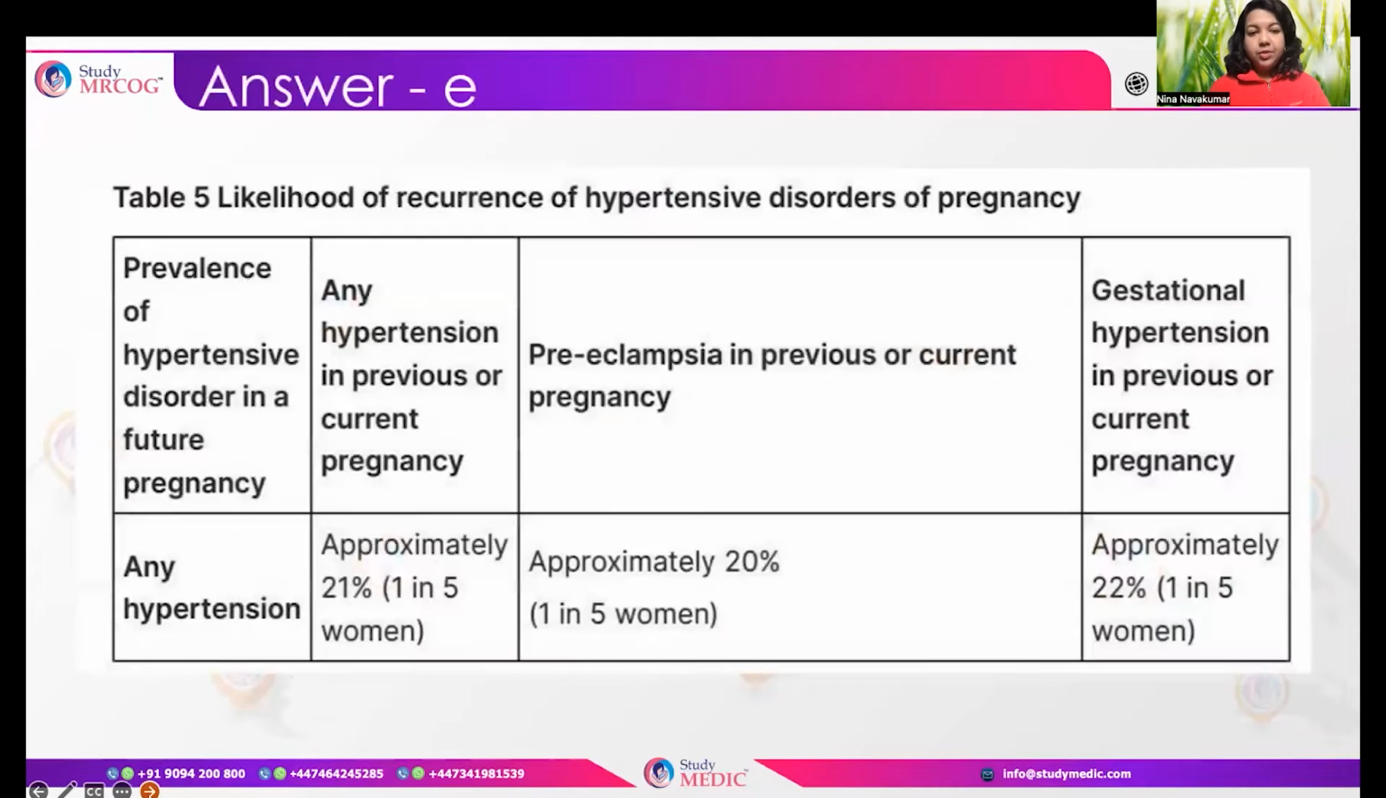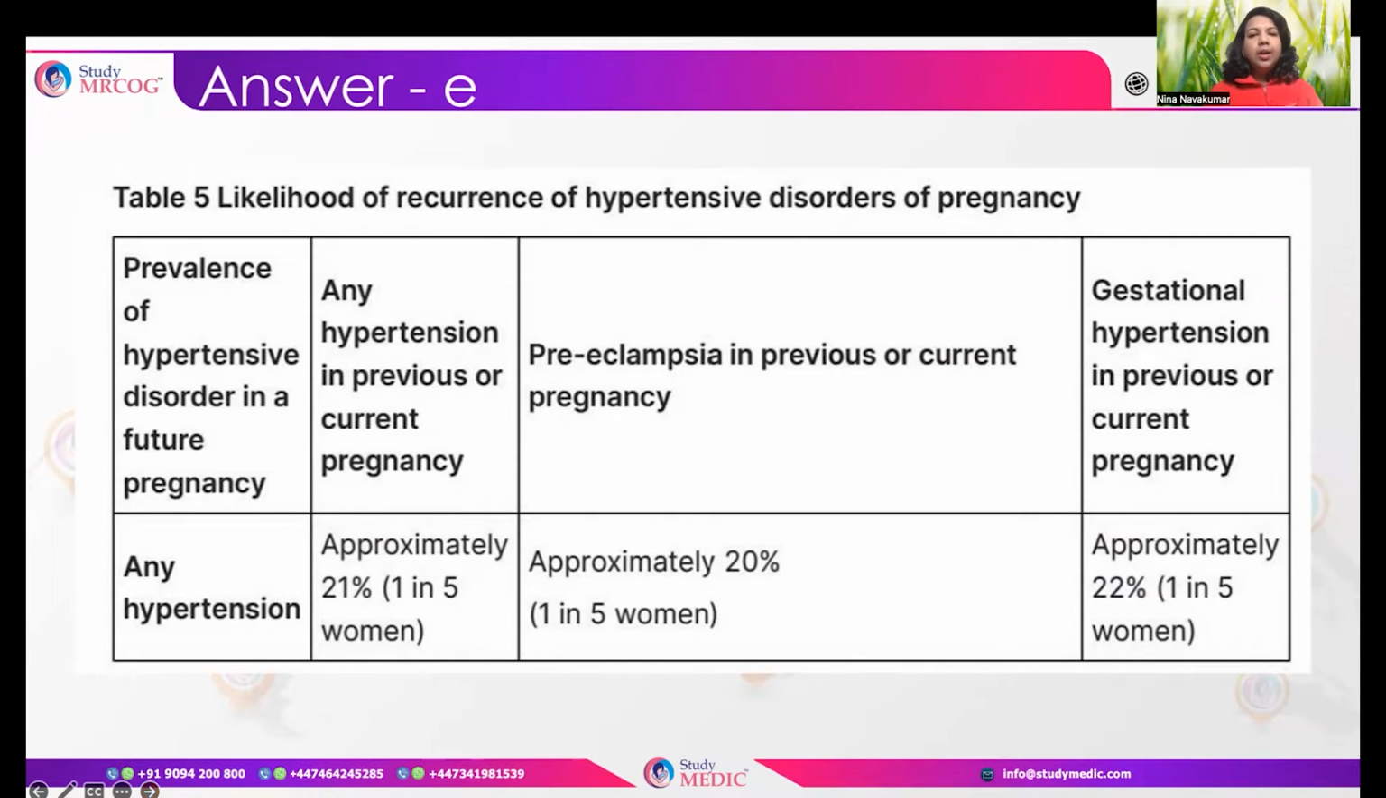So the answer is 55%. The NICE guideline also gives some tables regarding the risk of recurrence, as well as tables regarding the indications for admission, the scenarios where we can have outpatient management, and the timing of birth as well. These are, I think, the 3 tables given in the NICE guideline on hypertension in pregnancy.